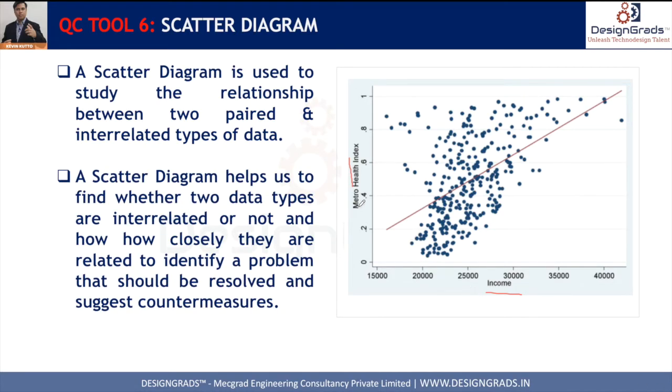So you cannot just take any random data, okay, you should know that a relationship exists and you just want to confirm that, verify that, okay. A scatter diagram helps us to find whether two data types are interrelated or not, and how closely they are related to identify the problem. Once we know the relationship, then we can very well plan actions in order to solve the problem.